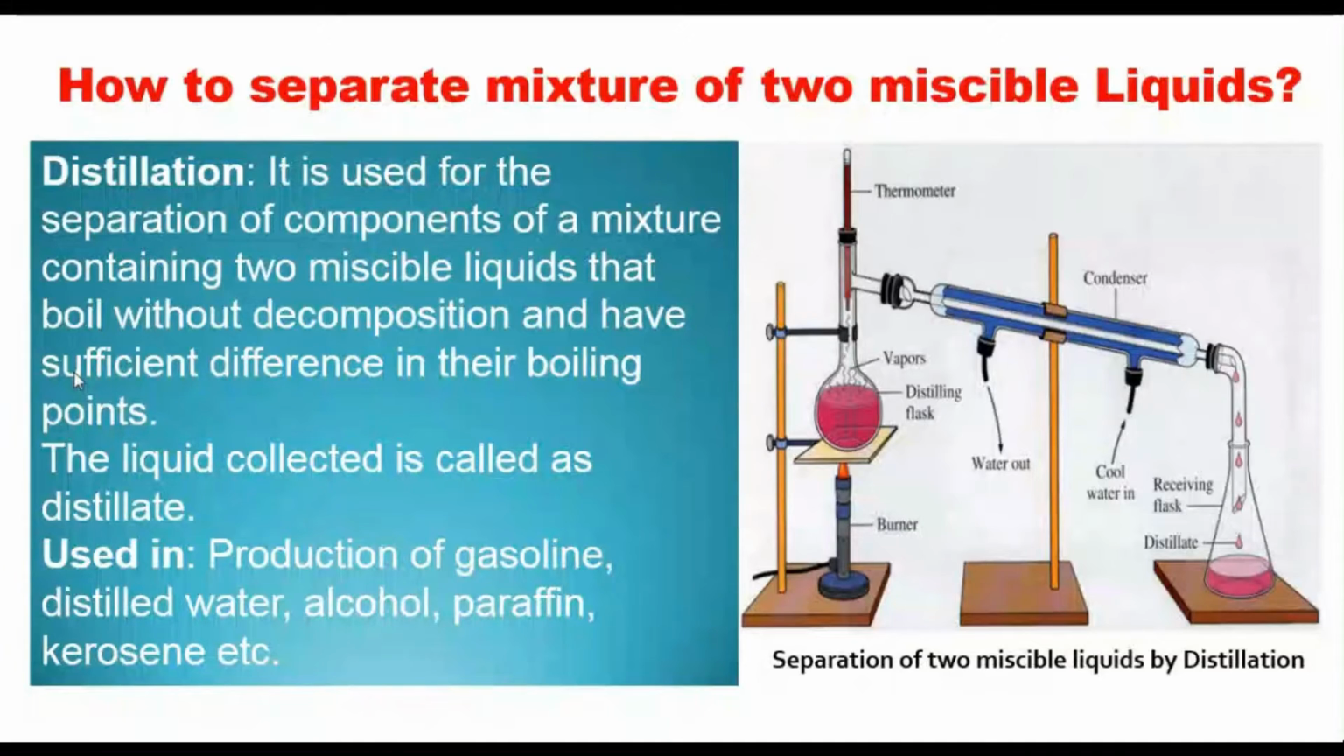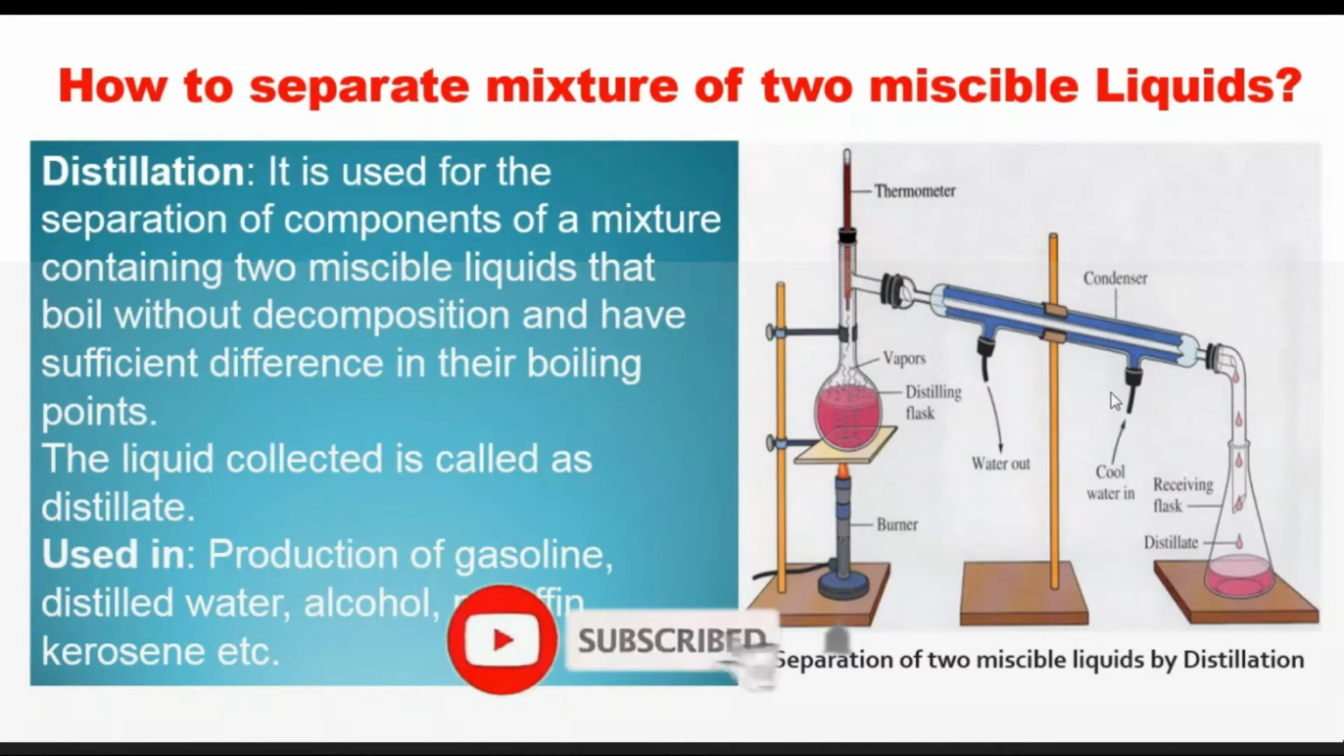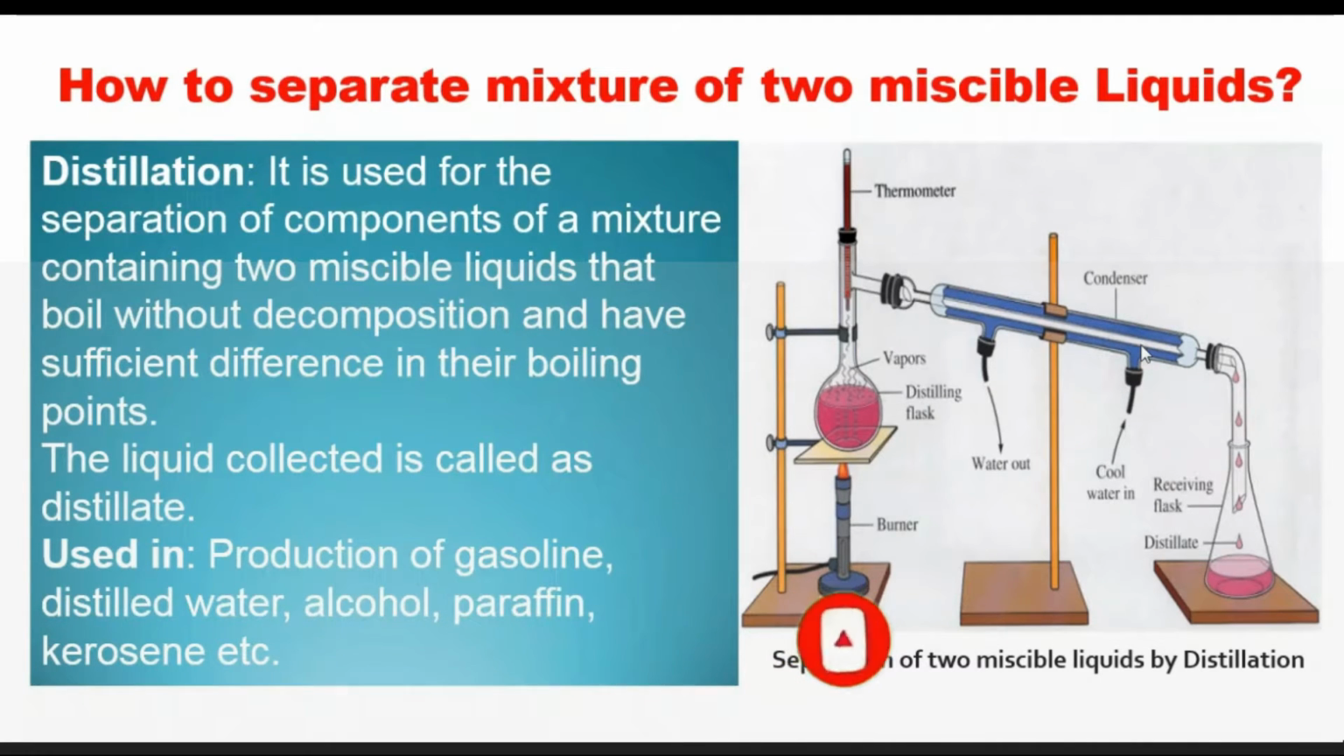Let's take an example of a mixture of water and acetone. See the arrangement. Burner, this is a distillation flask where we will keep the mixture. This is a stand. Thermometer is attached. This is a condenser. This is used for cooling the vapor. Outlet for letting out the water and also for letting in cold water to this condenser, and at last a flask to collect the distilled water.